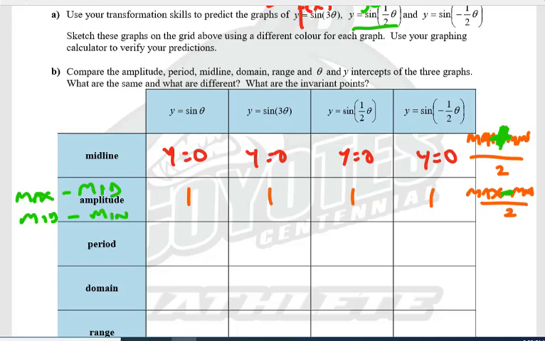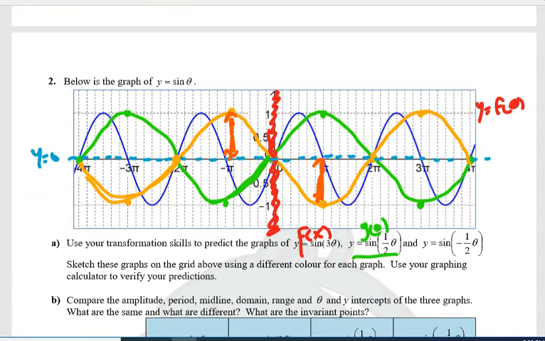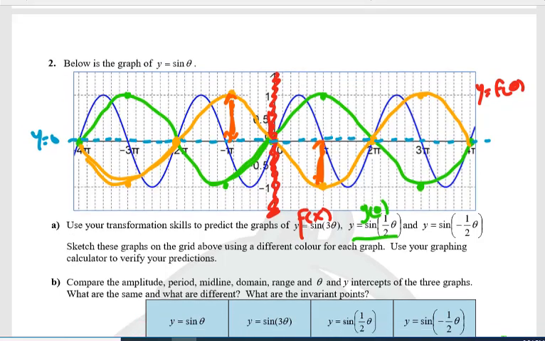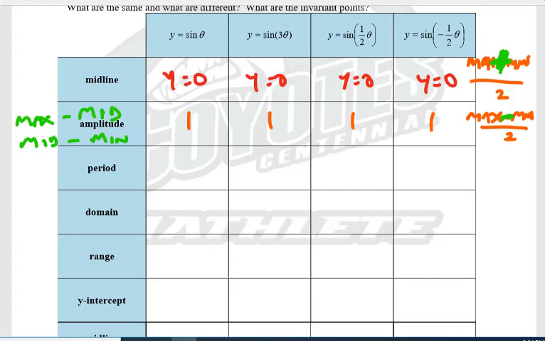Period. Did period change for these graphs? We've affected these graphs which way? These were all input changes. How long does it take to do one cycle? So those have been affected. The period originally was 2 pi for your y equals sine x. And we have stretched this. The first one we stretched by a factor of 1/3. So our period is 2 pi over 3.